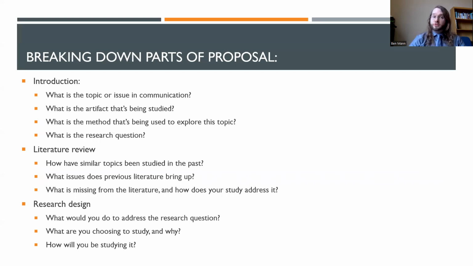What's the method that you're using to explore this topic? So for example, you might use a rhetorical style of textual analysis in order to examine this particular speech. And then consider what is the research question that you're giving here. So in other words, what is the key idea that you want to have answered over the course of doing research? For example, how might the 2021 State of the Union address invoke ethos as a way of establishing credibility to the US public audience? That would be a way of framing the overall project and what it is that you hope to discover through the process of developing this research.